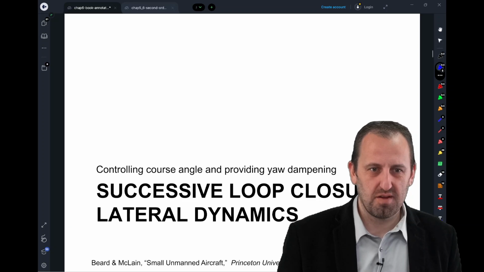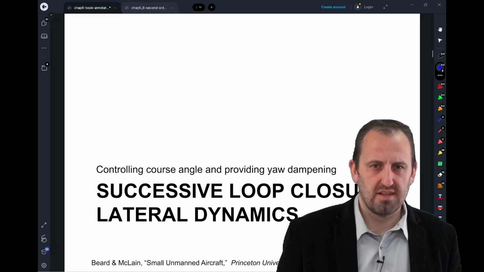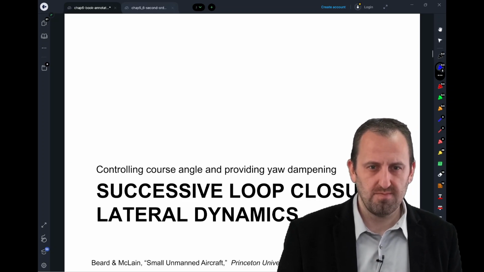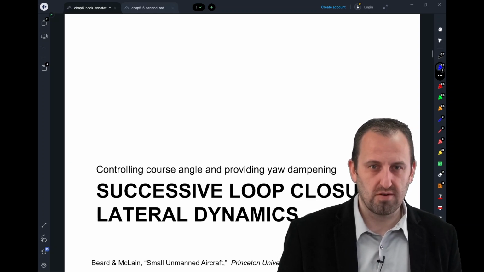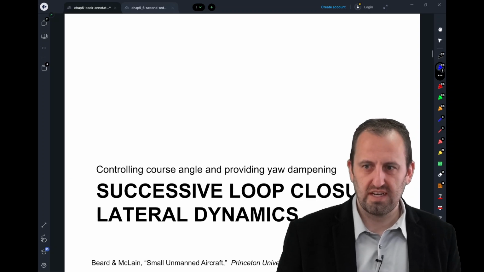In this video, we're going to be designing a successive loop closure control for our lateral dynamics. What that'll do is it'll allow us to control our course angle with an inner loop of a roll angle and the outer loop of a course angle. And it'll also allow us to do yaw dampening. So let's go ahead and get started.